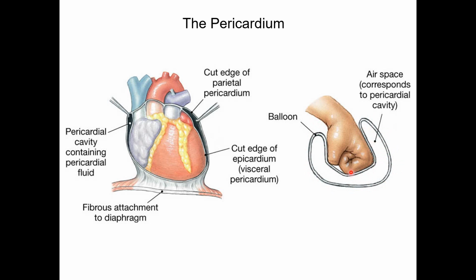The part that is immediately covering the heart is the visceral pericardium, and the part which is away from the heart is the parietal pericardium. And between the two layers we have the pericardial cavity, a very thin cavity which contains the pericardial fluid. So it resembles the pleura, which surrounds the lungs, and the peritoneum, which surrounds the abdominal organs.